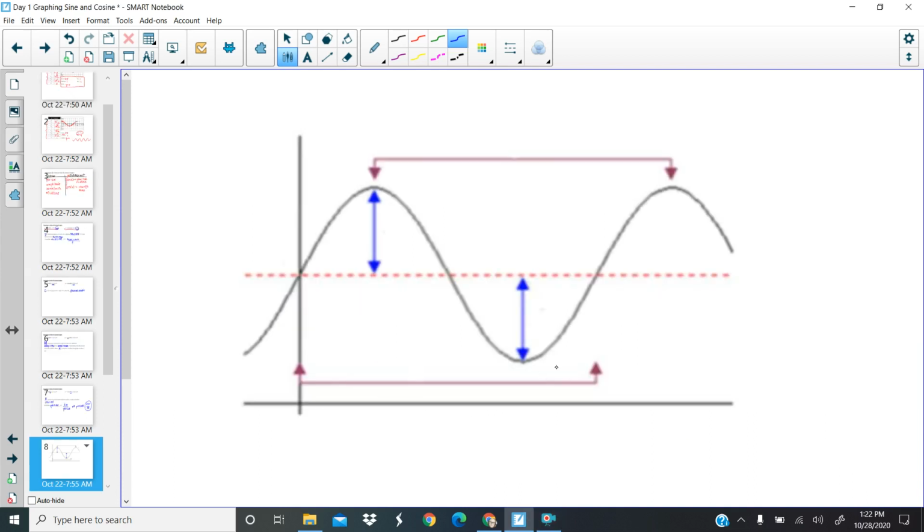So then I just want to go through and label some of these different things on the graph. One thing that sticks out that should be pretty easy to label is the midline. That's just the line that is the average between the max and the min. And then the next thing is the distance between the midline and a maximum or minimum, and that is called the amplitude.